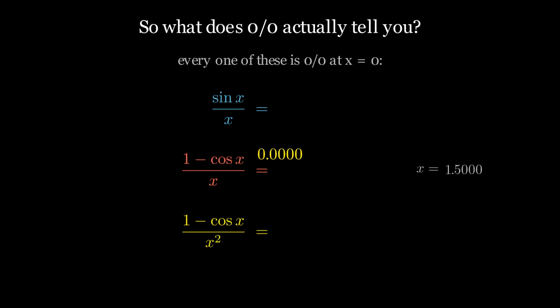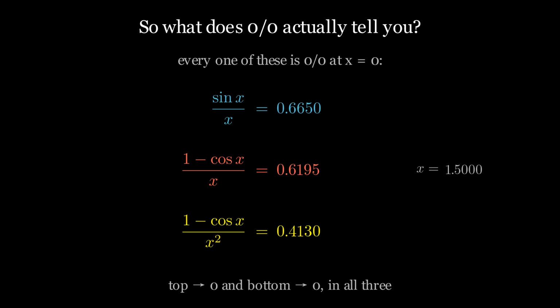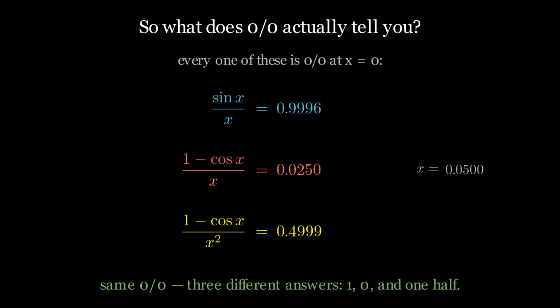Here are 3 fractions. Sine x over x. 1 minus cosine x, over x. And 1 minus cosine x, over x squared. Send x to 0 in any of them, and the top goes to 0 and the bottom goes to 0. Every single one is 0 over 0. Same shape, same collapse. Now watch the actual numbers as x closes in on 0. The first one settles on 1. The second one settles on 0. And the third settles on 1/2. Same 0 over 0, 3 completely different answers.